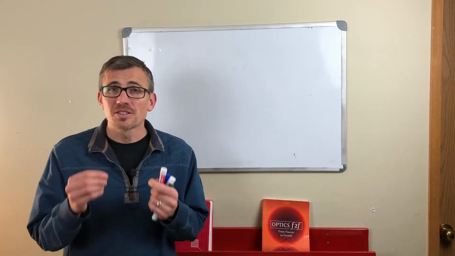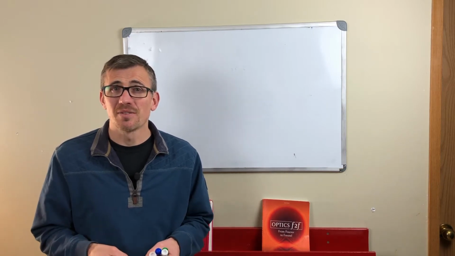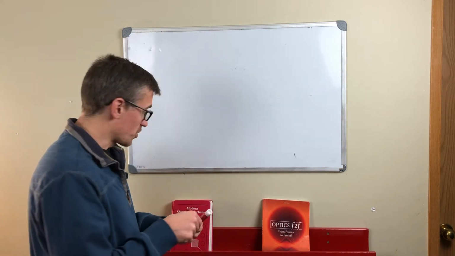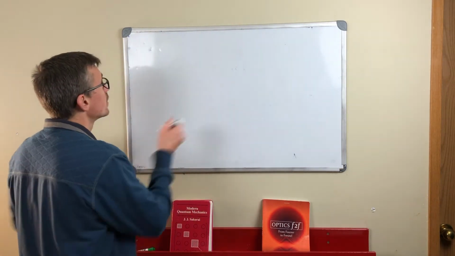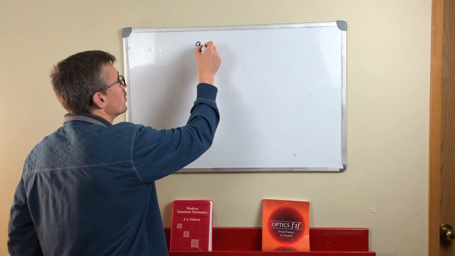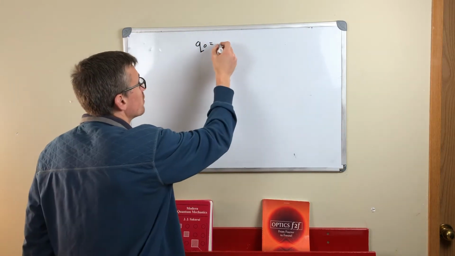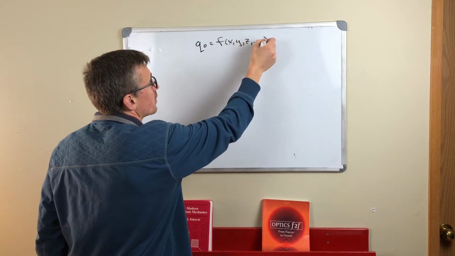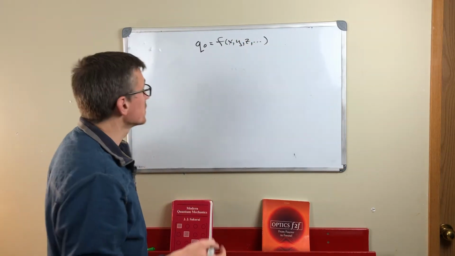But given the uncertainty in those measurements that you make, how does that translate to the uncertainty in the value you calculate of your final value? So you're going to measure a quantity q, and say that's equal to some function f of x, y, z, dot, dot, dot, all the way down. It could be several variables.